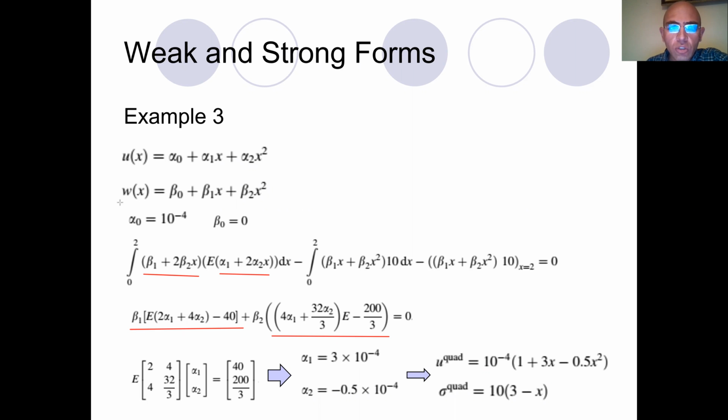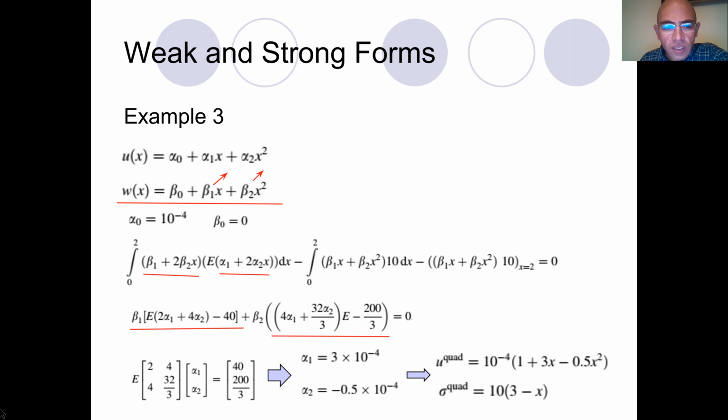So, in order for this expression to be arbitrary, we can choose any function for weight, right? And the only way that this is satisfied is if beta 1 and beta 2 can take any value. Basically, this means that beta 1 and beta 2, even though they are constants, can take any value.